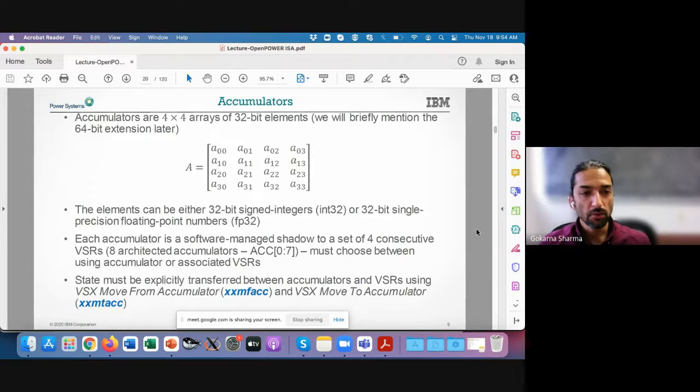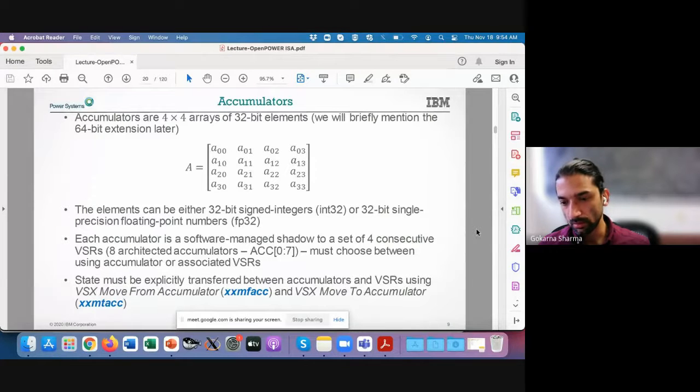Now we have the notion of an accumulator, which is defined in the ISA. What are accumulators? They are 4x4 arrays, so two-dimensional arrays. As you see here, accumulator A is A00, A01, and so on. Each element is 32-bit, and actually you can make an extension to 64-bit as well.